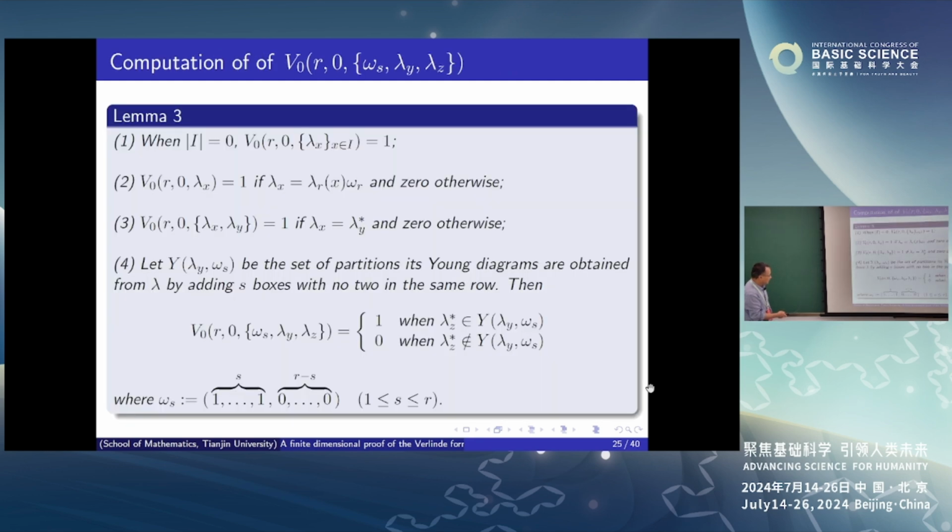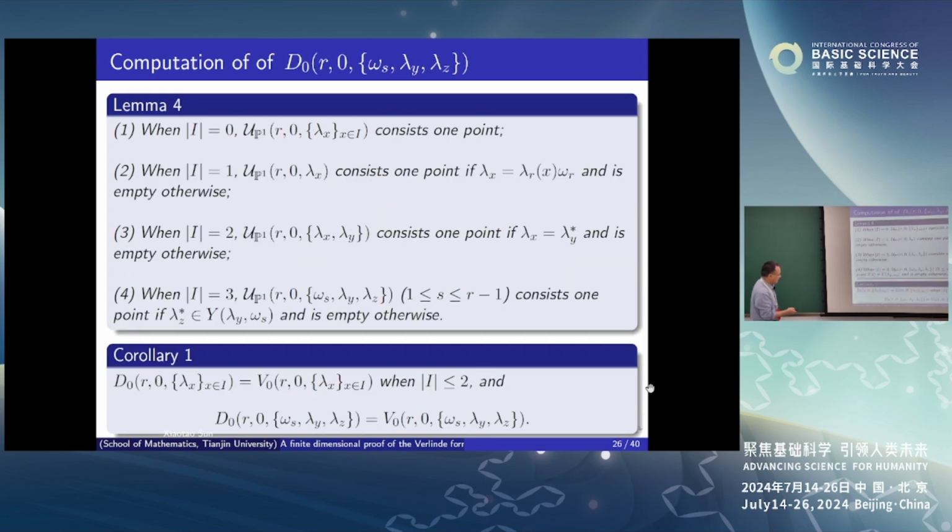Sorry. I think we define this as the set of partitions, the integral orbit from lambda by this. Anyway, this is 1. Otherwise, it's empty. So the corollary is that these are equal.